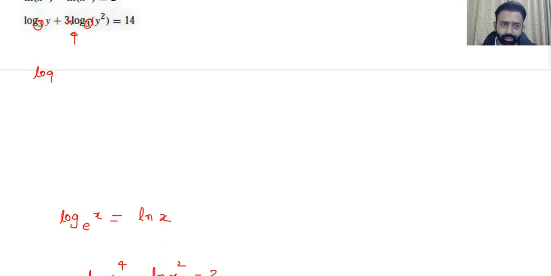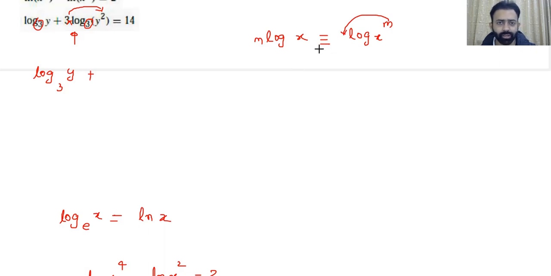Okay, so rewriting this equation as log y with base 3 plus, how we can write this is that this 3 can come in the exponent of y square. Okay, remember I told you that m log x can be written as log x raised to power m. This exponent comes in the coefficient, right? I told you that log of 3 raised to power 100 can be written as 100 log 3. Right, so here we are applying the property in reverse. We are transferring back this coefficient to the exponent of whatever the number we are finding out the log.